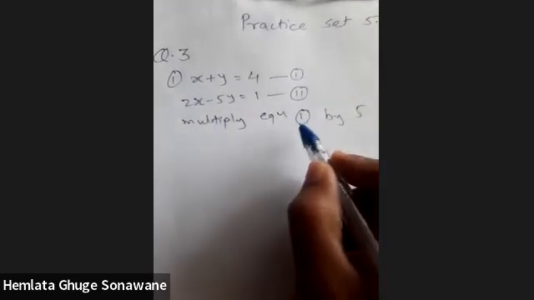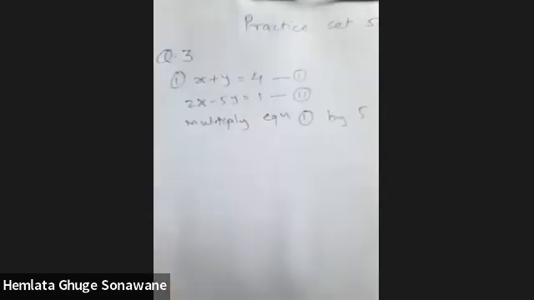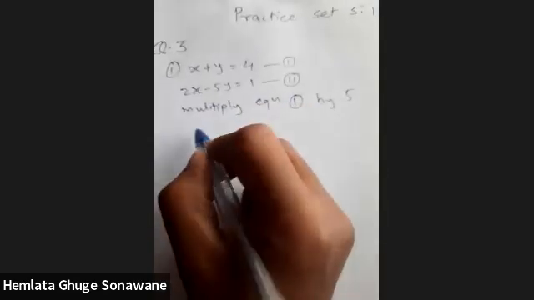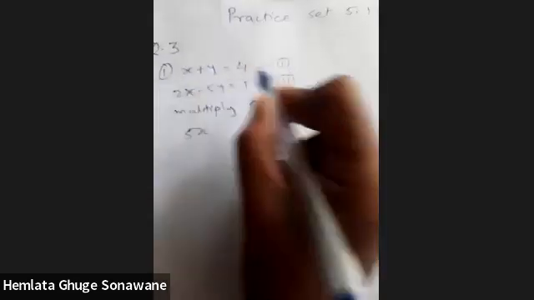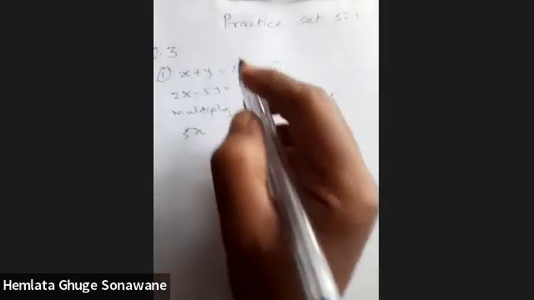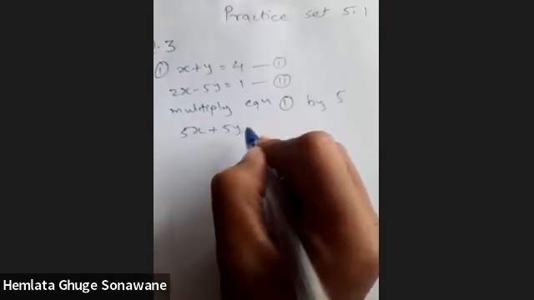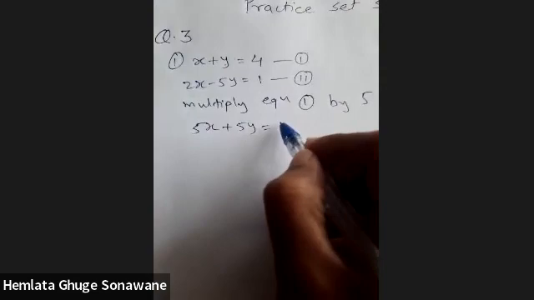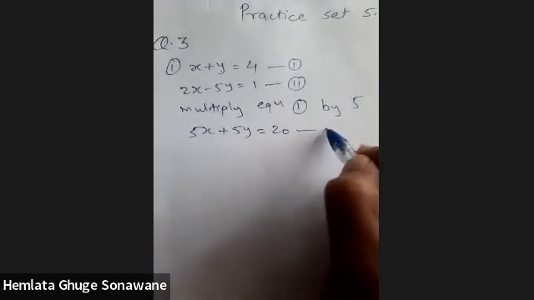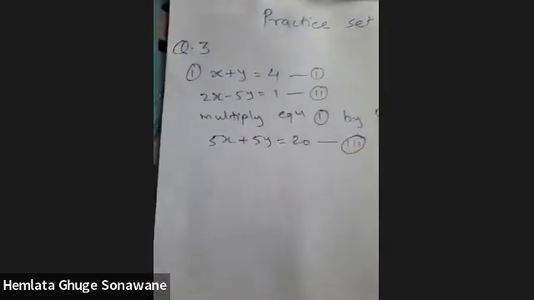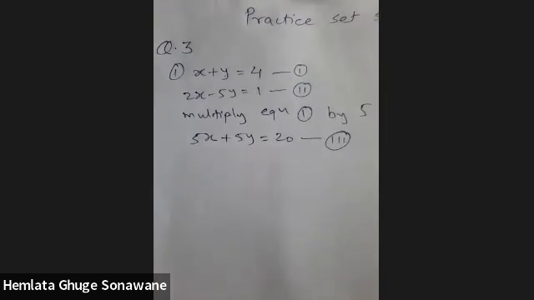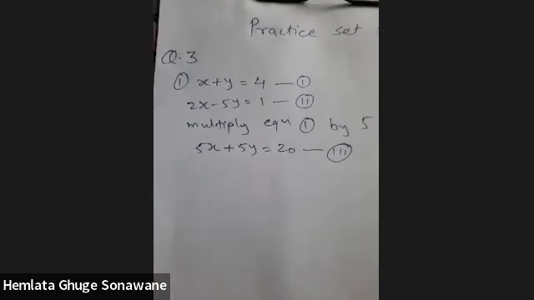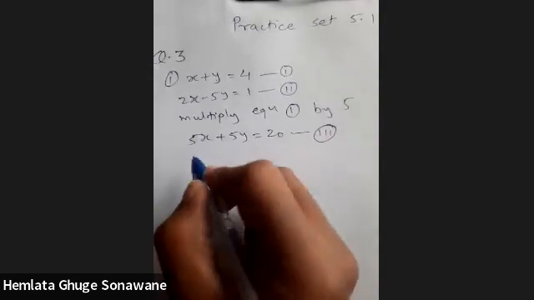So we'll multiply equation 1 by 5. So it becomes 5x plus 5y is equal to 5 times 4, which is 20. We'll mark this equation as equation number 3. Okay. Now we'll add equation 3 and 2.